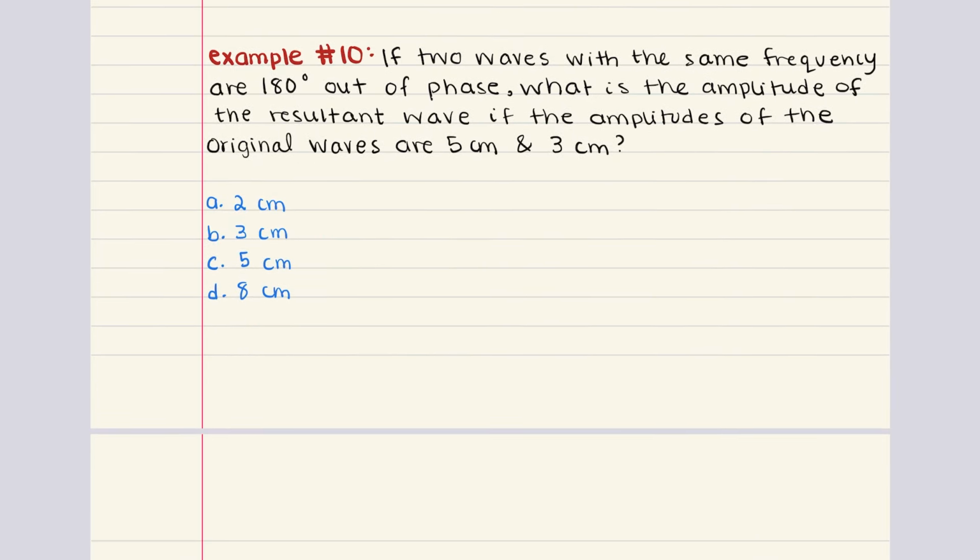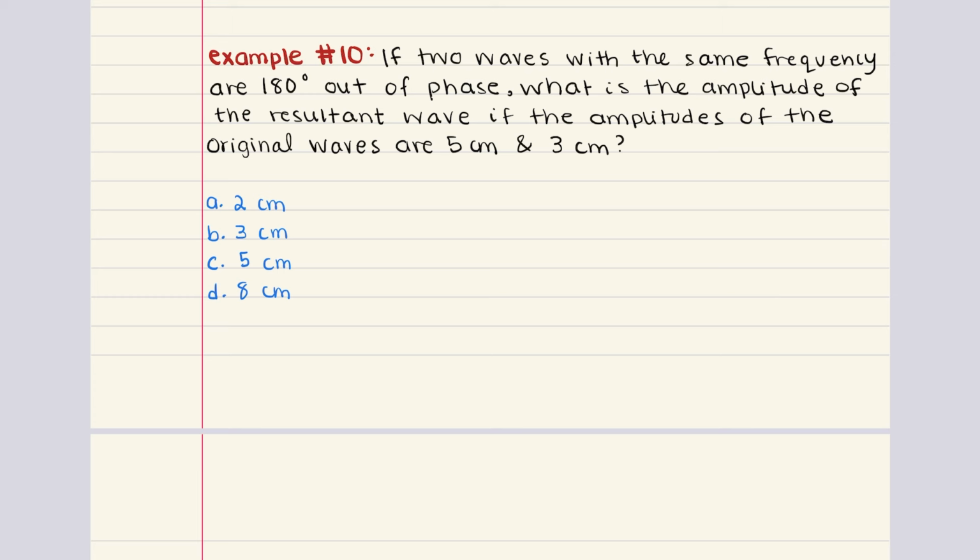Let's tackle problem 10. Problem 10 says, if two waves with the same frequency are 180 degrees out of phase, what is the amplitude of the resultant wave if the amplitudes of the original waves are 5 centimeters and 3 centimeters?